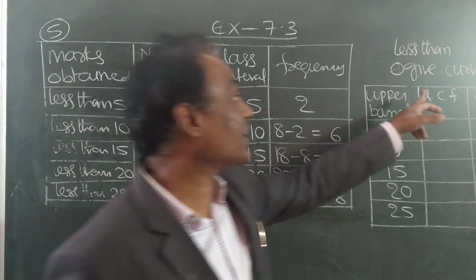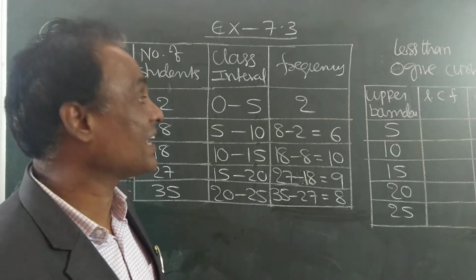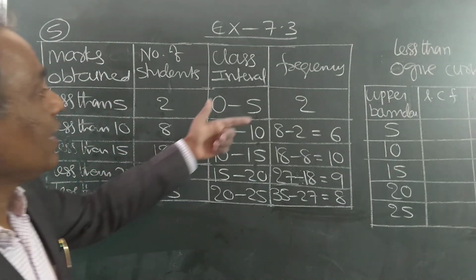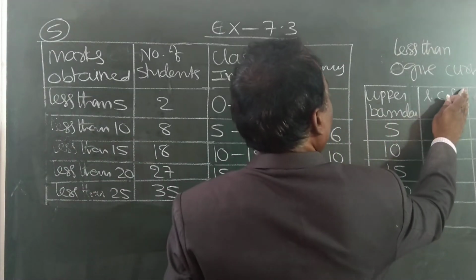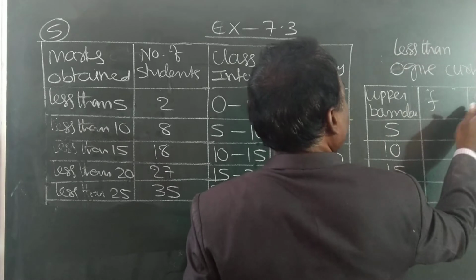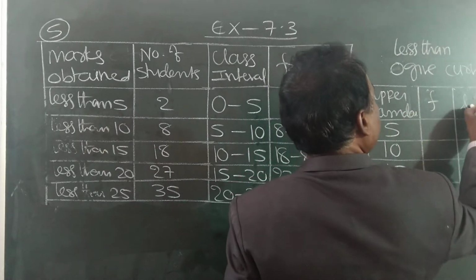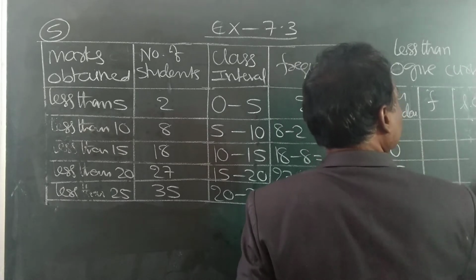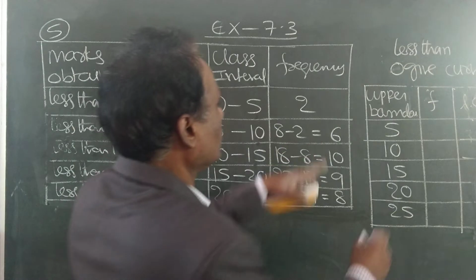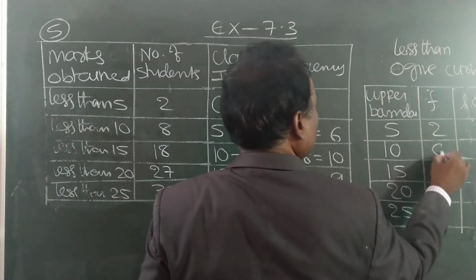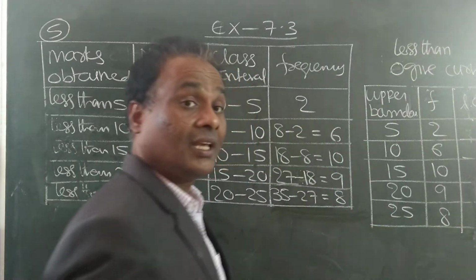Next what we have to take? Less than cumulative frequency. I explained this to students. Less than cumulative frequencies means adding the frequencies from top. I will write frequency here and LCF here. First I will write the frequencies: 2, 6, 10, 9, 8.